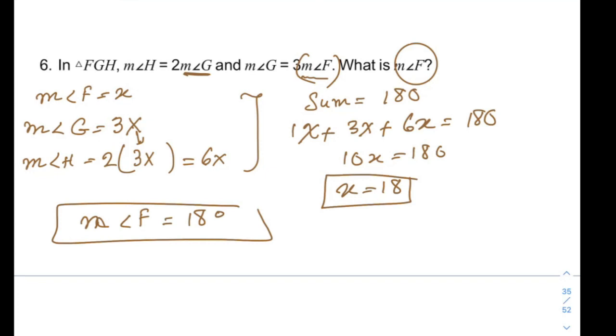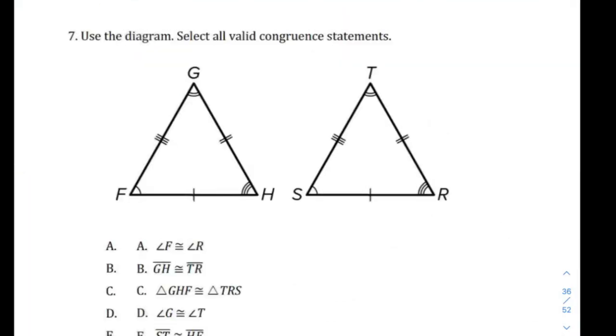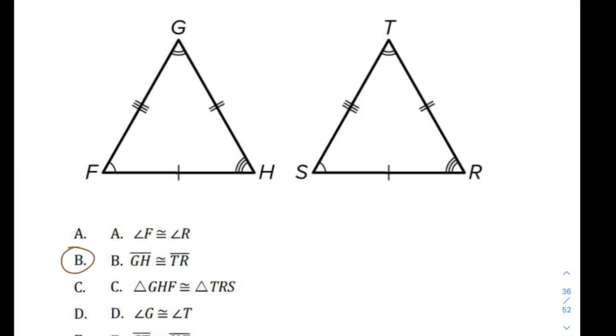Use the diagram, select all valid congruence statements. What are the congruence statements that we have here? Now, angle F and angle R are congruent? They are not. This is one arc, this is 3 arcs, wrong. GH, TR: GH 2 ticks, TR 2 ticks, yes, correct. Same number of ticks.